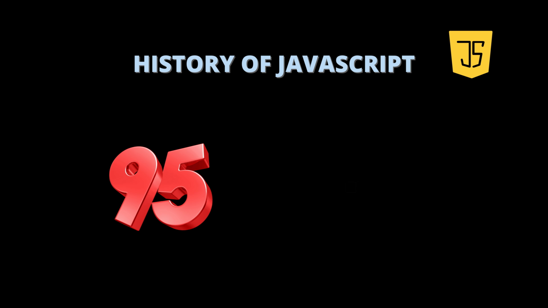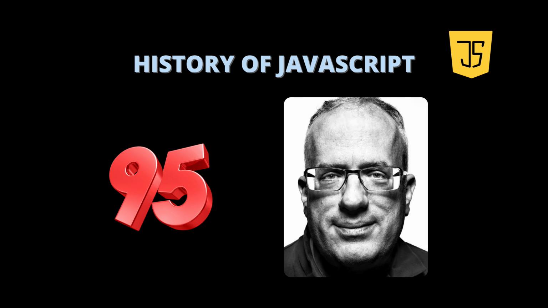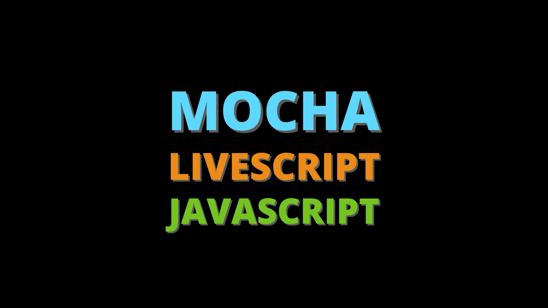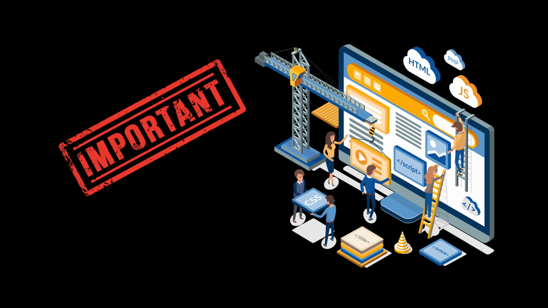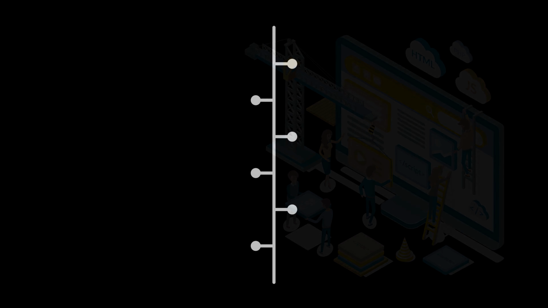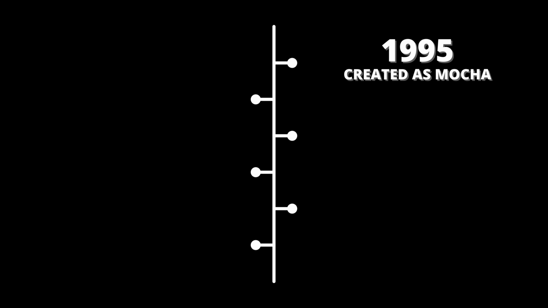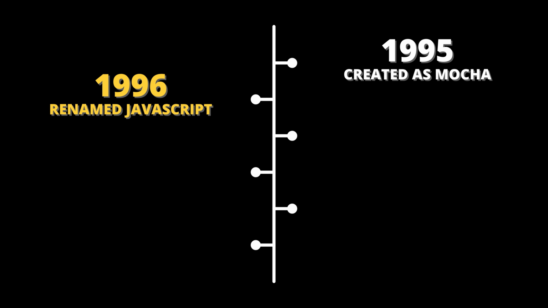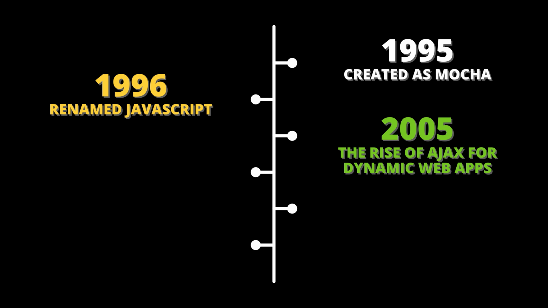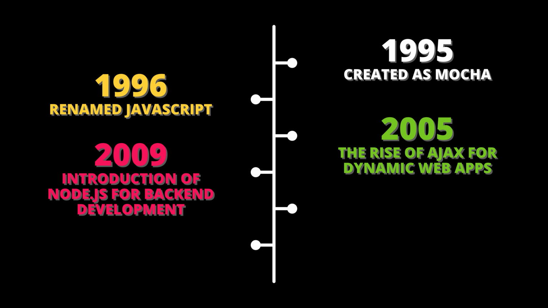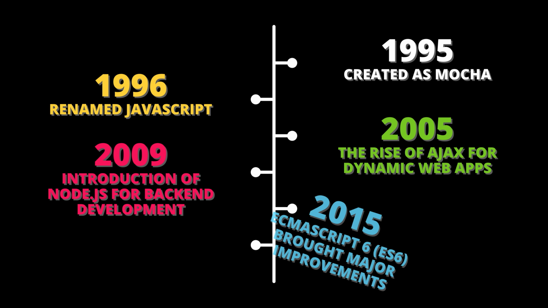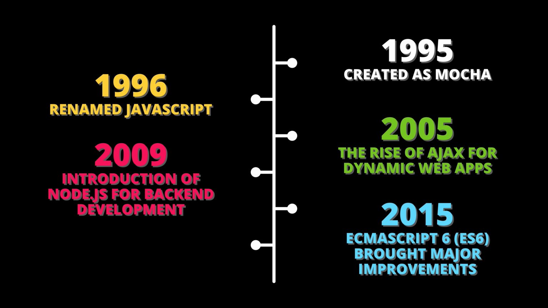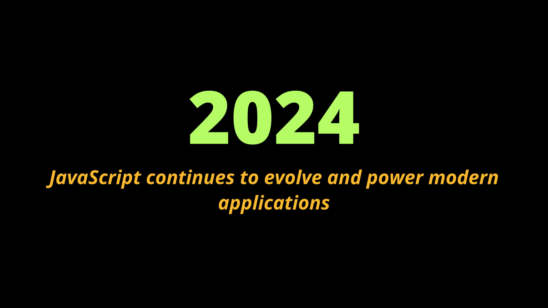History of JavaScript. JavaScript was created in 1995 by Brendan Eich while working at Netscape. Initially, it was called Mocha, then LiveScript, and finally, JavaScript. Over the years, it has grown into one of the most important languages in web development. Here's a quick timeline. 1995, created as Mocha. 1996, renamed JavaScript. 2005, the rise of Ajax for dynamic web apps. 2009, introduction of Node.js for back-end development. 2015, ECMAScript 6, ES6 brought major improvements. 2024, JavaScript continues to evolve and power modern applications.